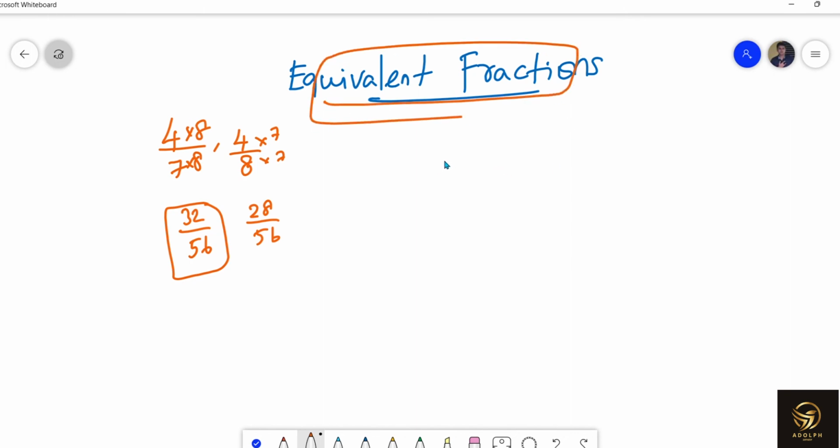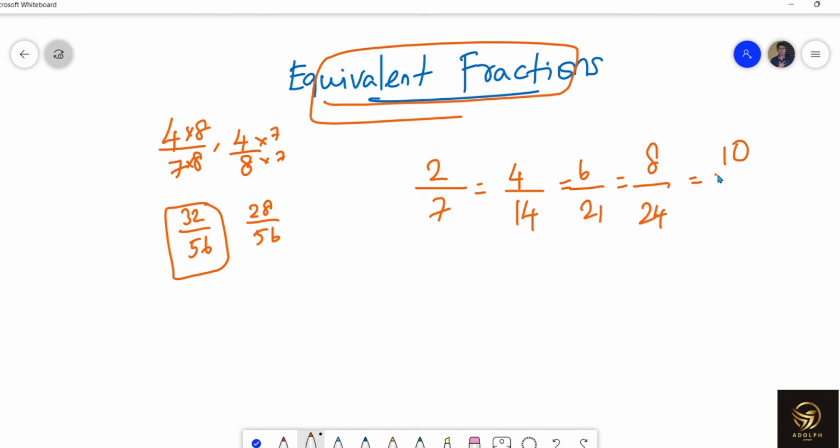For example, if I'm starting with 2 by 7 as the fraction, this is the same as if I multiply both the numerator and denominator by 2, so that I get 4 and 14, then 6 and 21, 8 and 28, then if I'm multiplying by 5, I will get 10 and 35. So I have multiplied by 2, 3, 4 and 5, so that I'm getting different fractions. These fractions are all equivalent fractions.